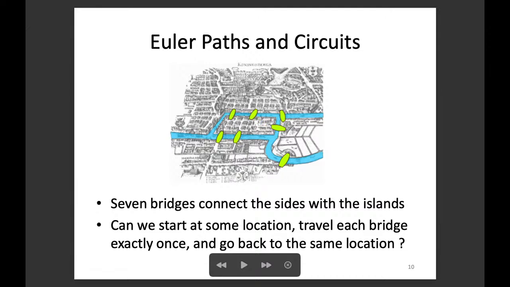Now it turns out that, let's say we find a way to travel these 7 bridges. Maybe this is the way. We start from here, go to this one, back here, go from here, and end at here. Then we will see 2 things. We are not ending at the same place as we start, and there is one bridge here that we have not walked. So is it possible?